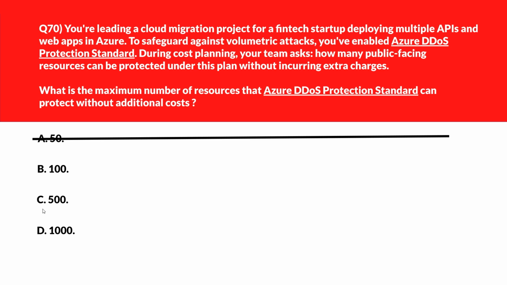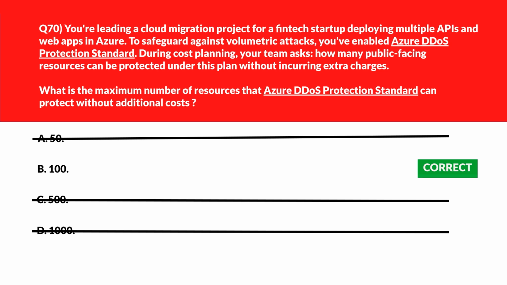We'll move to now C. C says 500 and option D says 1000. So 500 and 1000 exceeds the included limit, which will incur extra cost beyond 100 resources, which we definitely don't want. So 500 and 1000 is too much and will cause overbilling, I'll say. C and D are out. We'll lock option B, 100, as the right answer.